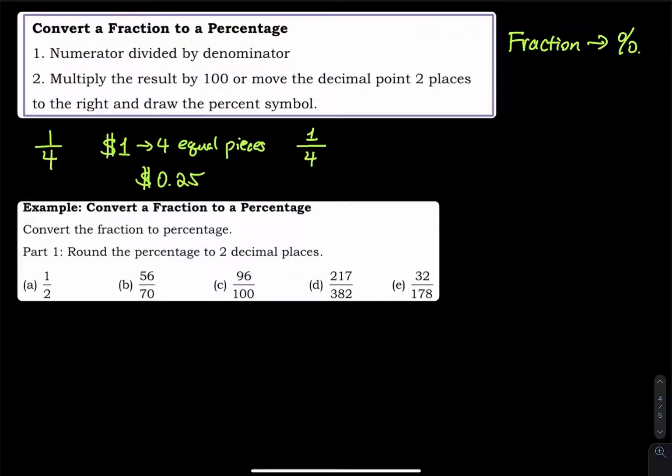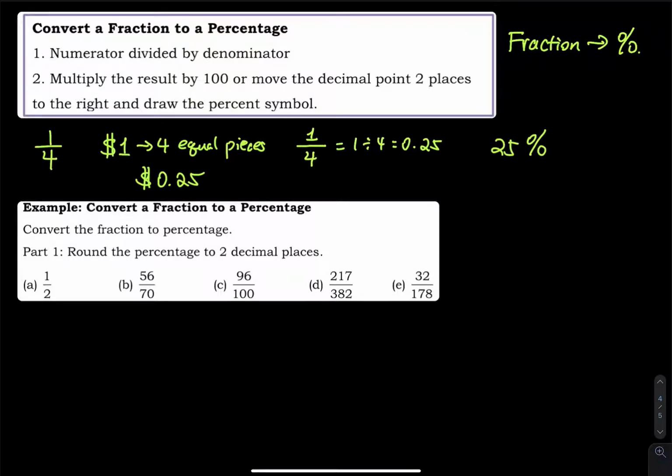So how do you go from 1/4 to 25%? You take 1 divided by 4, that equals 0.25. That is 25 cents, and 25 cents means 25% of a dollar. So you simply multiply 0.25 by 100, or you move the decimal point 2 steps to the right. So that will be 25, and then you add a percentage symbol at the end.